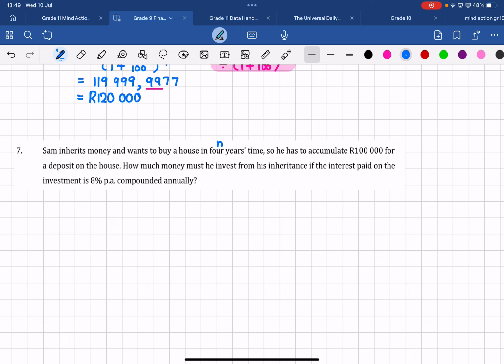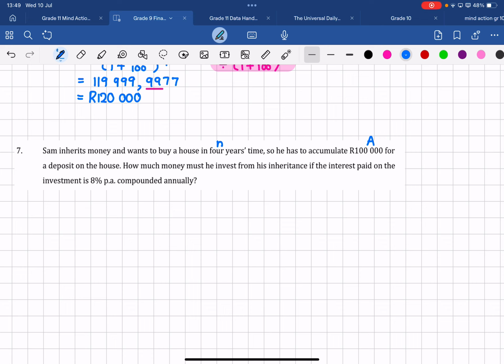How much money must he invest from his inheritance if the interest paid on the investment is 8% compound? So what's actually happening here? What is the 100,000 rand? Is this the original amount or is this the final amount that he's going to get after investing money for 4 years? It's the final amount, right? So again, just like in the previous question, they have given us the A value, the final amount. He doesn't have 100,000 rand now. He wants to have 100,000 rand in 4 years' time. So it's the A value.